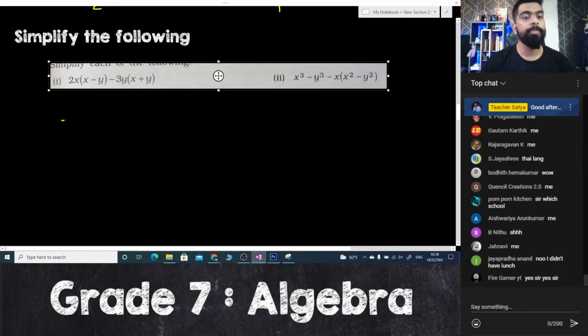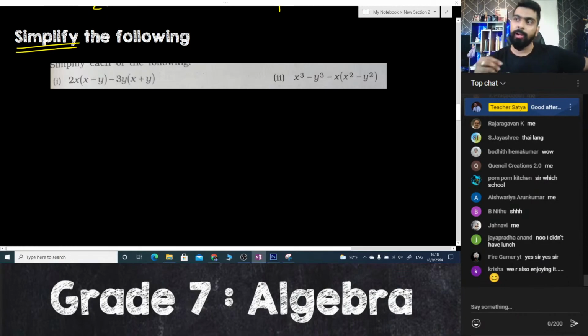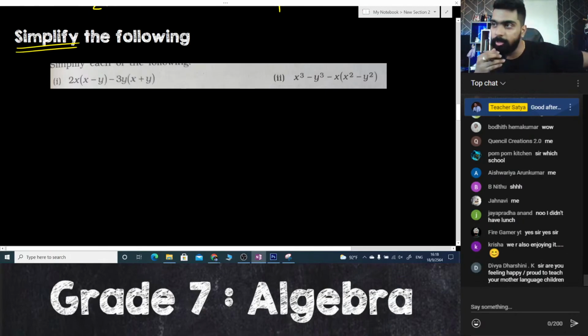All right, guys. So whenever we see or hear the word simplify, that means we have to add up the like terms, right?